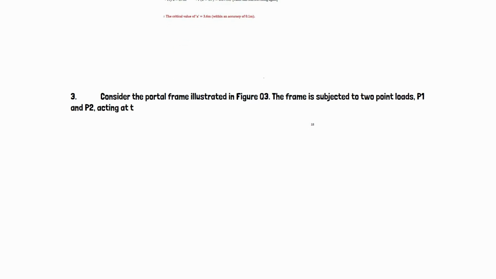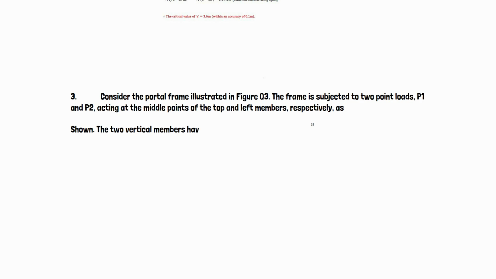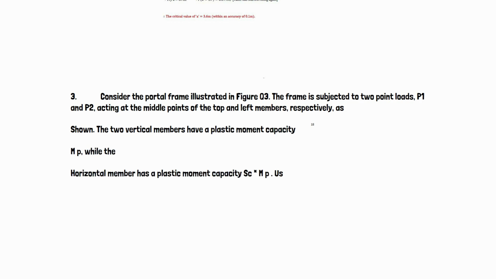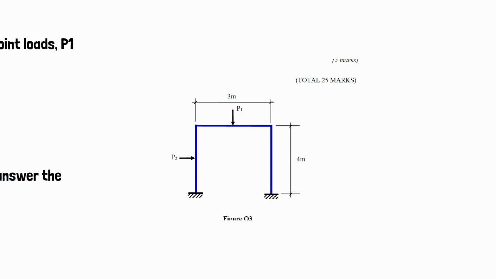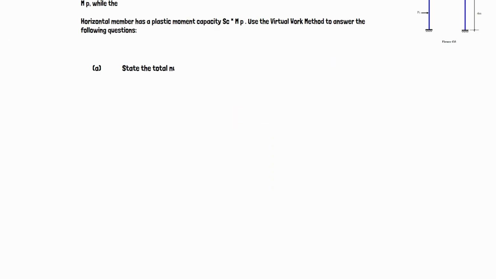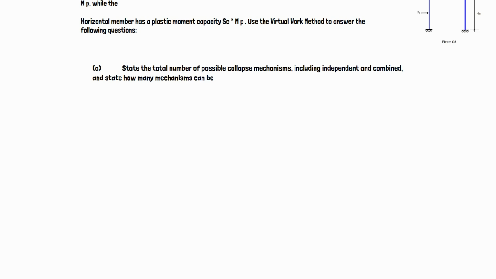3. Consider the portal frame illustrated in figure Q3. The frame is subjected to 2 point loads, P1 and P2, acting at the middle points of the top and left members, respectively, as shown. The two vertical members have a plastic moment capacity MP, while the horizontal member has a plastic moment capacity SC*MP. Use the virtual work method to answer the following questions.